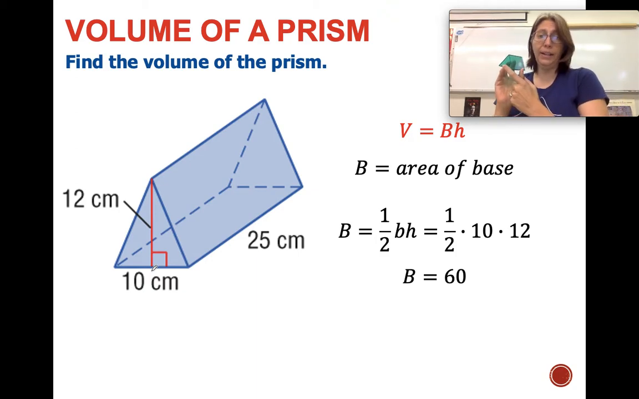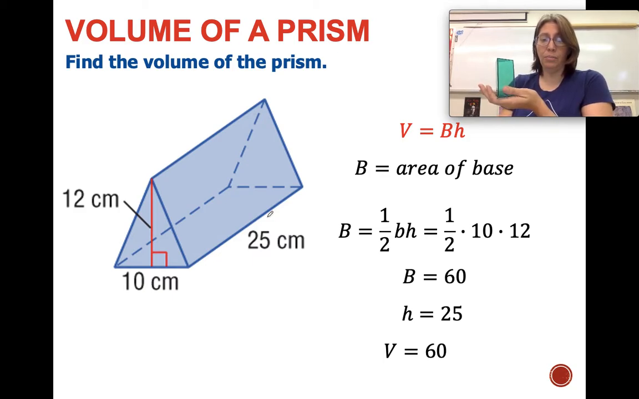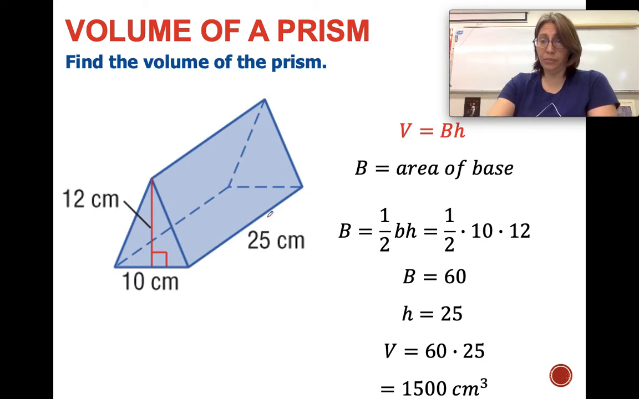Now, the height of this thing is not the height of the triangle. The height is actually what it would be if it sat on its base. How tall is this now? If you look at your picture, that side length is 25. If I change it from laying down to standing up, it's 25. So the volume of this shape would be 60 times 25, which happens to be 1,500 centimeters cubed. Volume is in cubes.